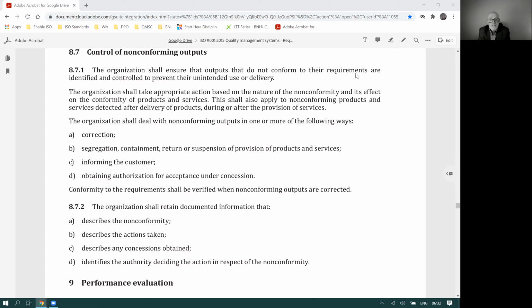Next, the organization shall deal with non-conforming outputs in one or more of the following ways. A, correction. B, segregation, containment, return or suspension of provision of products and services. That applies, we mentioned food safety just a moment ago. Think of product recall and so on. C, informing the customer. What do you need to communicate? How do you need to communicate it? Who communicates? To whom? All of those things need to be considered.